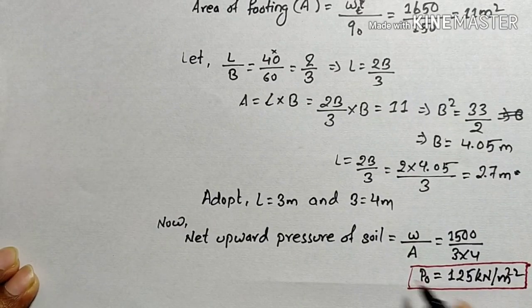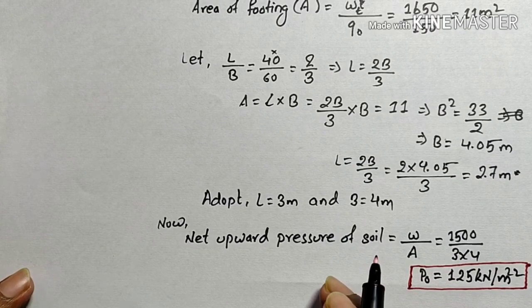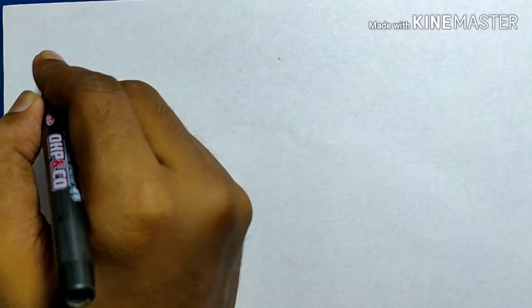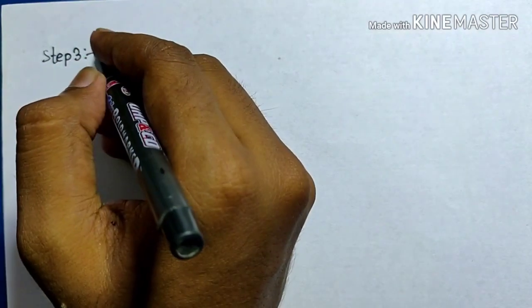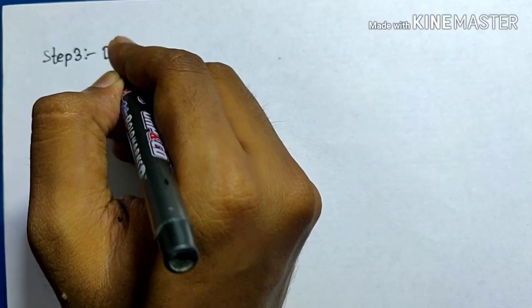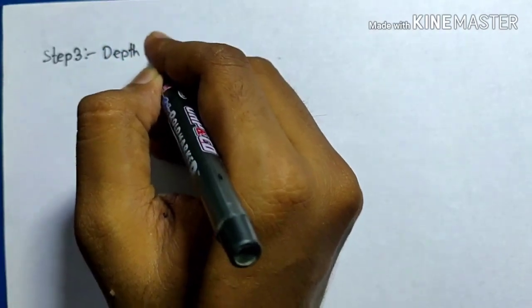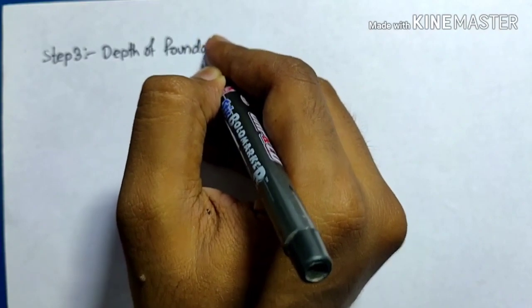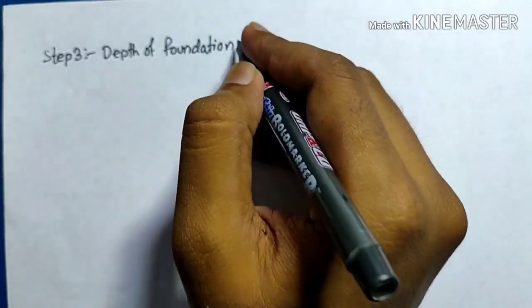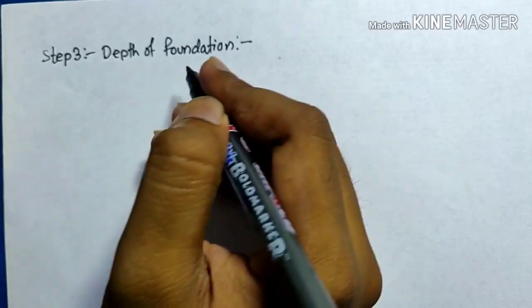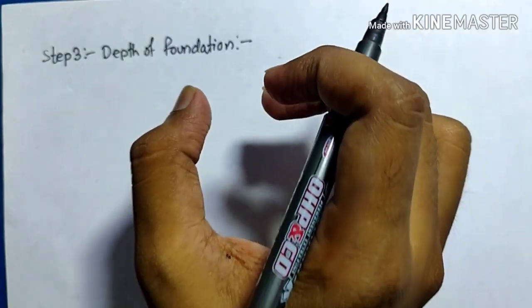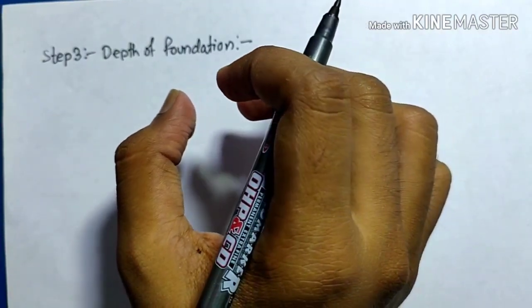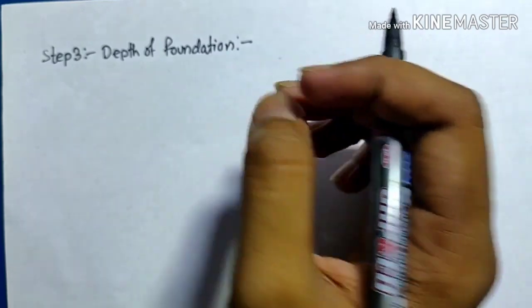And now let's move toward step 3. Here in step 3 we will be calculating the depth of the foundation. While calculating the depth of the foundation, we need to have a diagram of the footing which we are going to design, and I have drawn it. So let me show you.